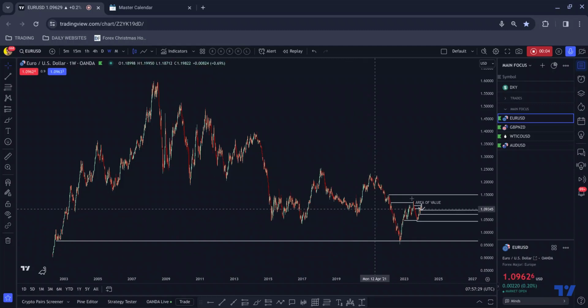So I have four pairs on watch today. Those are Euro dollar, pound, Kiwi, West Texas oil, and Aussie dollar. I'm going to break them down for you now and give you my thought process, but I'm going to have to go pretty quickly because I have four pairs to get through today.